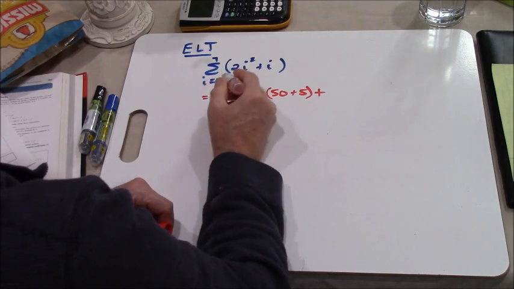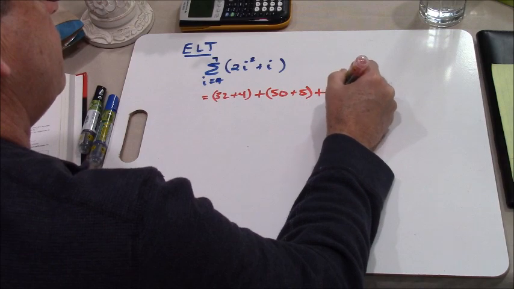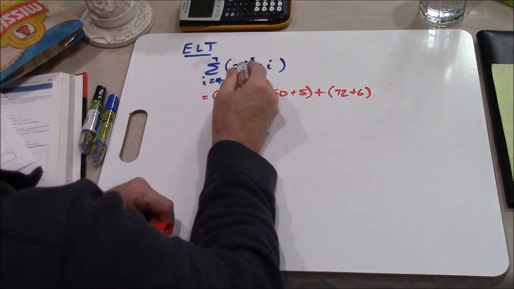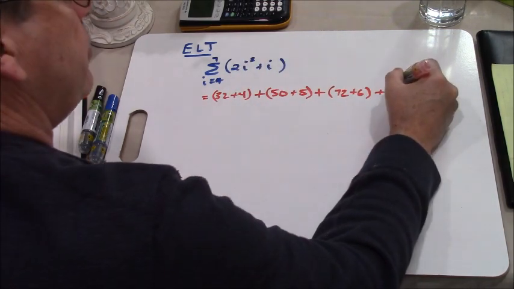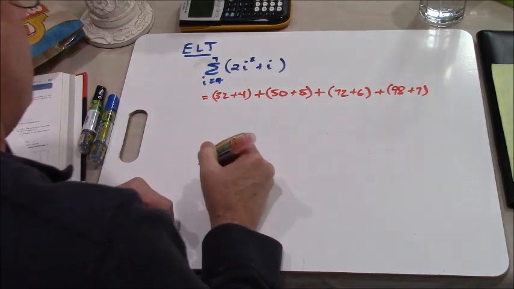Then I'll plug in a 6. So that'd be 36 times 2, that's 72, plus 6. And then I'll plug in a 7, that'll be our last number. And so I get 49 times 2, that would be 98, plus 7.